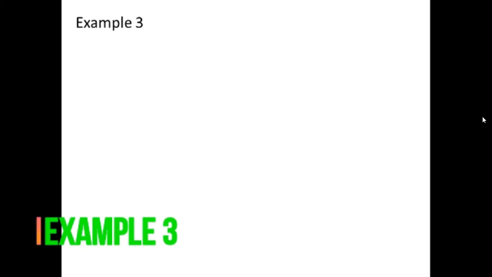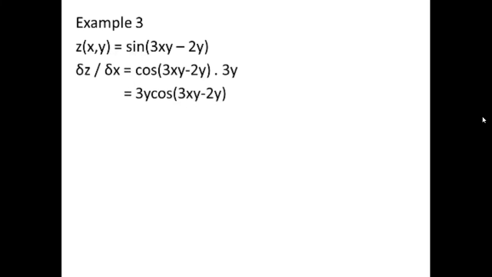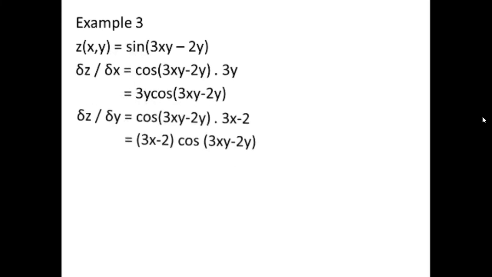Example 3. This question is z open x, y close bracket equal to sine open bracket 3xy minus 2y close bracket. Firstly, we must find delta z over delta x and delta z over delta y. To find both equations, we must use the standard rule step to get the calculation of this differentiation.